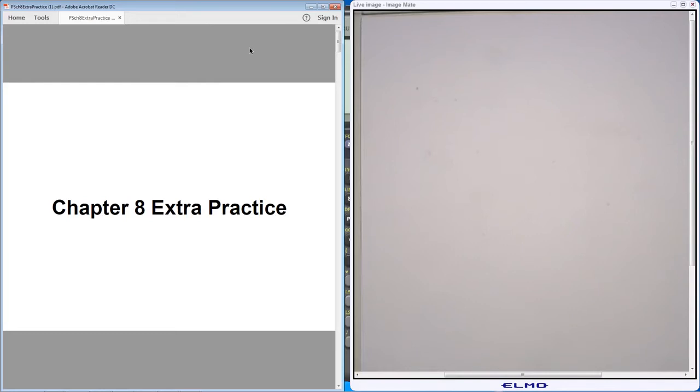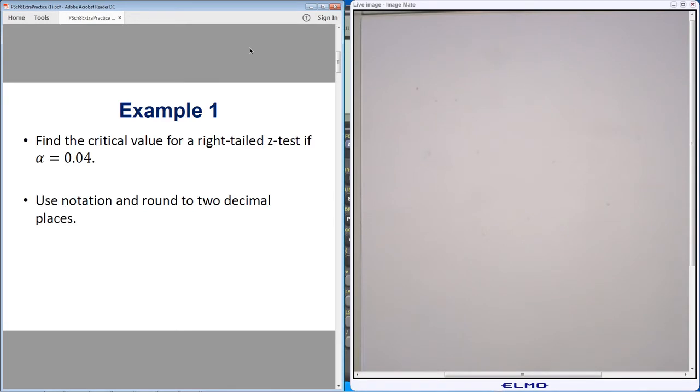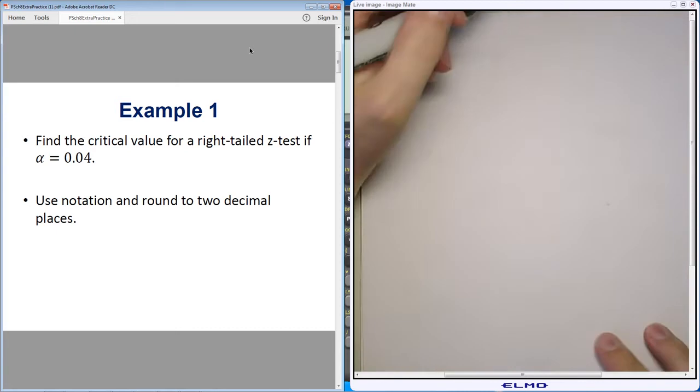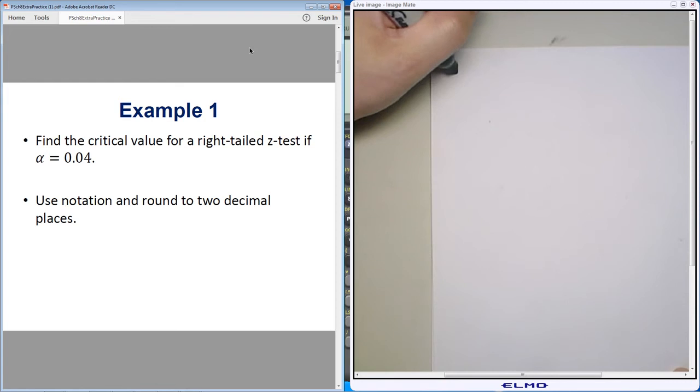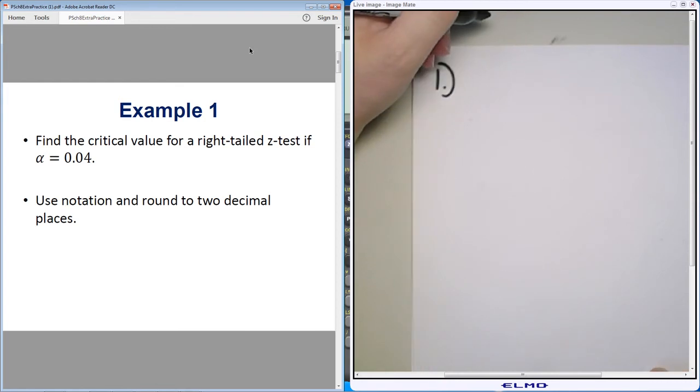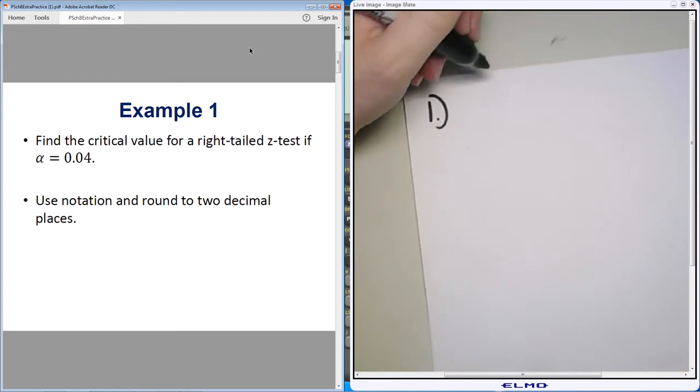Ready to do some Chapter 8 extra practice. Let's get to it. Example number 1 says find the critical value for a right-tailed z-test if alpha is equal to 0.04. Use z notation rounded to 2 decimal places.